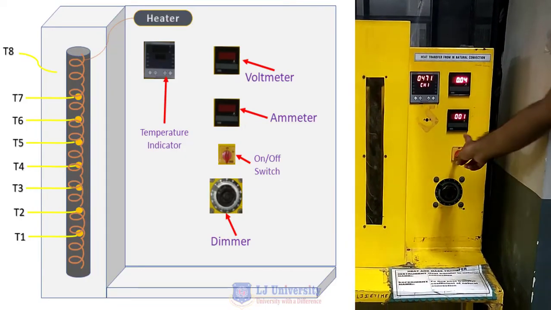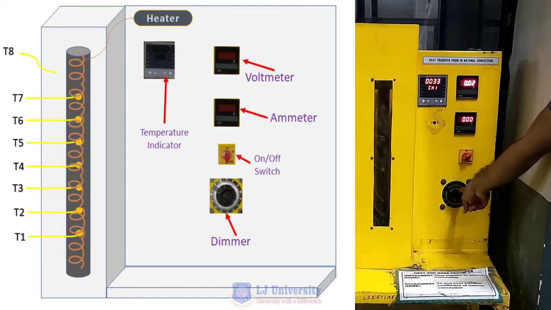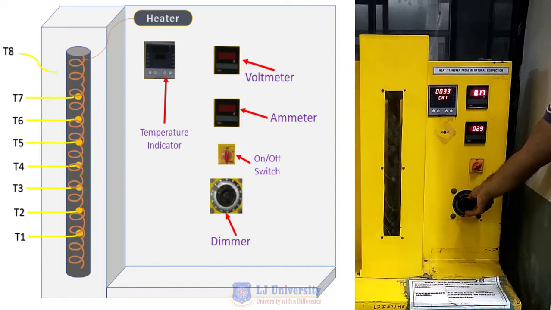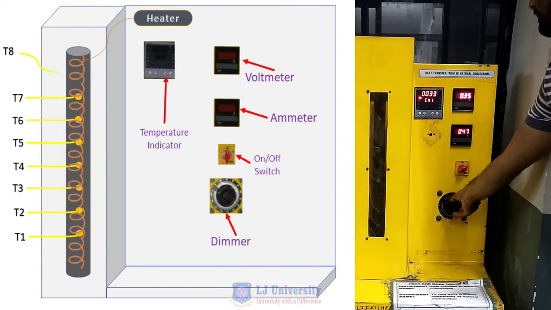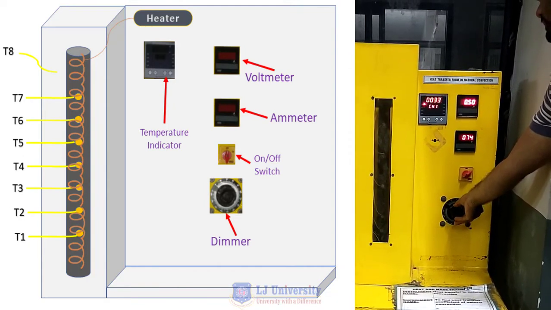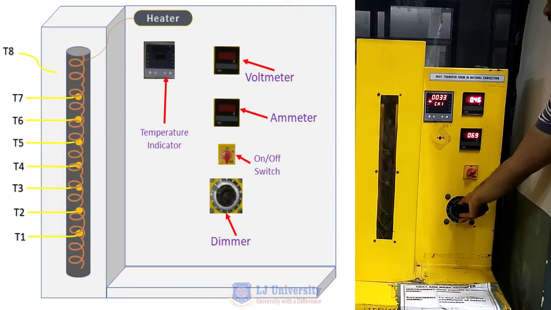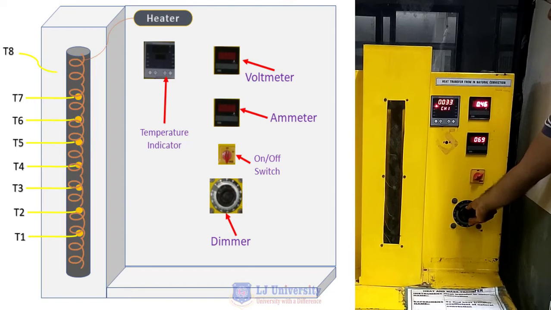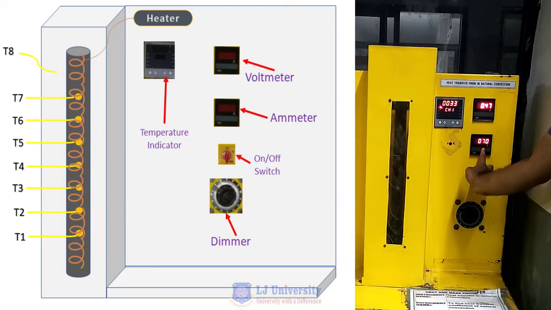First we need to start the setup by using the on-off switch. Then by using this dimmer we can set a voltage input for the setup. Suppose we are trying to set 70 volts. Now according to this voltage, the current will flow through the heater which is inside the cylinder.